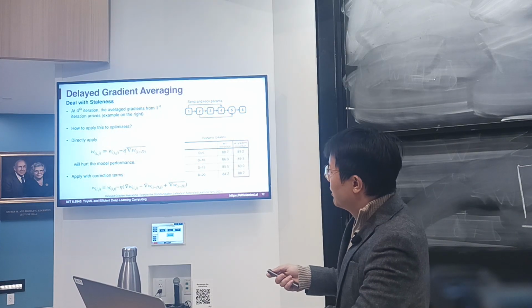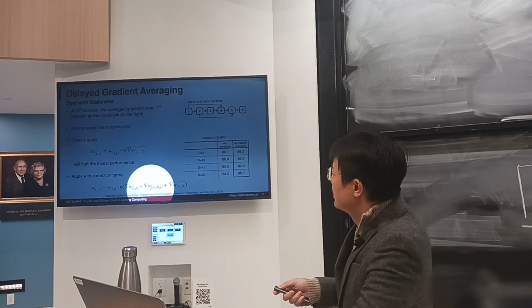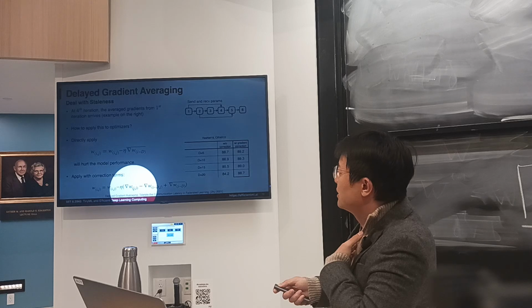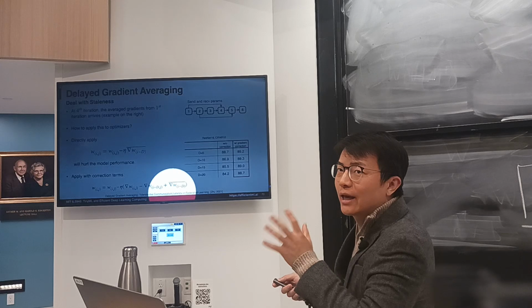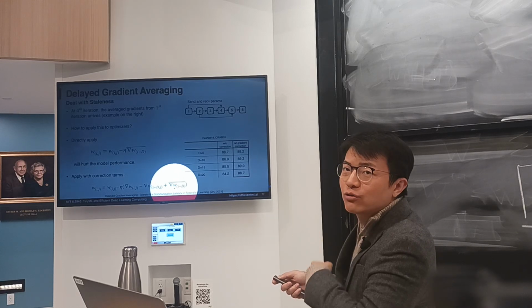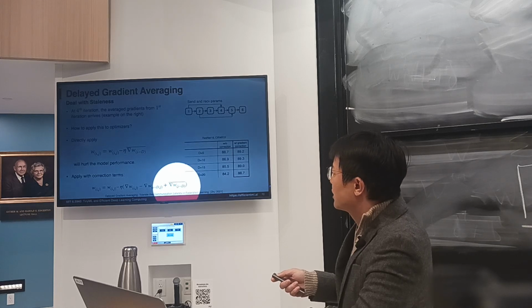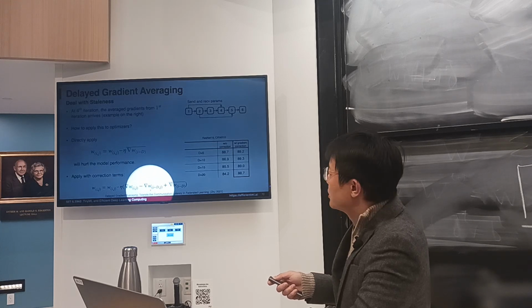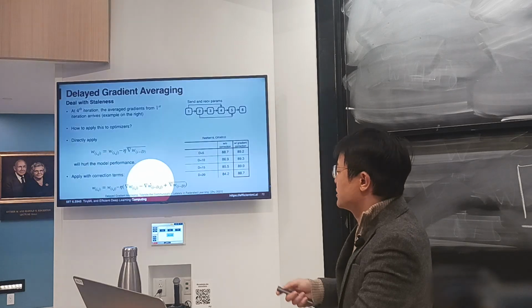So let's see how we apply the correction term. We should subtract the local gradient that is D steps away, add the fresh gradient from the current node, and add the delayed gradient that is averaged across all the nodes but D steps away. Since this already contained part of the local gradient that's D steps away, that's why we should subtract it, since this term already contained this term.